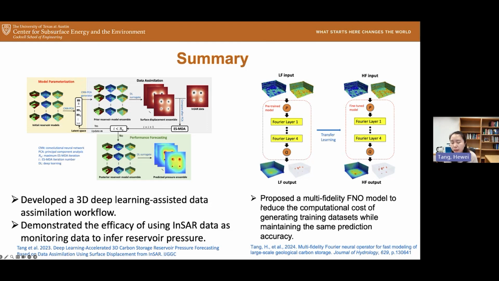For the second part of the presentation, I introduced a proposed multi-fidelity FNO model to reduce the computational cost of generating training data sets while maintaining the same prediction accuracy. These results have also been published in the Journal of Hydrology last year. Here I only introduced the first, really simple demo case of this multi-fidelity training framework. And in the paper, I have also elaborated on the generalizability of the model.